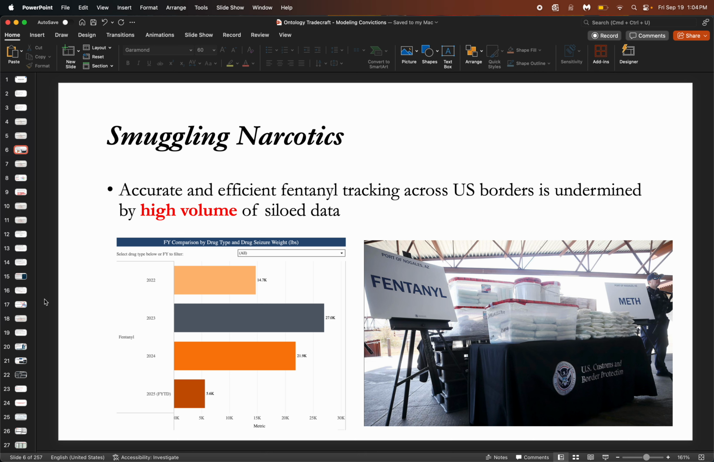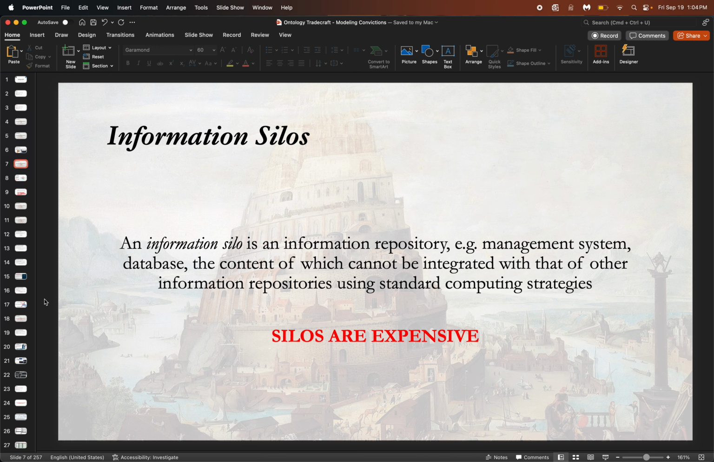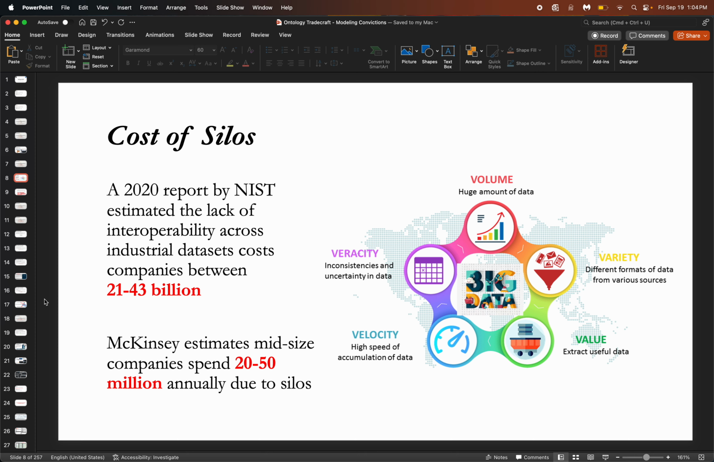There's been little such coordination. Interoperability is kind of the goal we have in addressing information silos, but information silos at the end of the day are boogeymen, and they are dangerous and get in the way and cost lives. So these things are expensive too. A 2020 report by NIST estimated the lack of interoperability across data sets cost companies between 21 and 43 billion. McKinsey estimates mid-sized companies spend about 20 to 50 million annually due to silos. That is a lot of money.